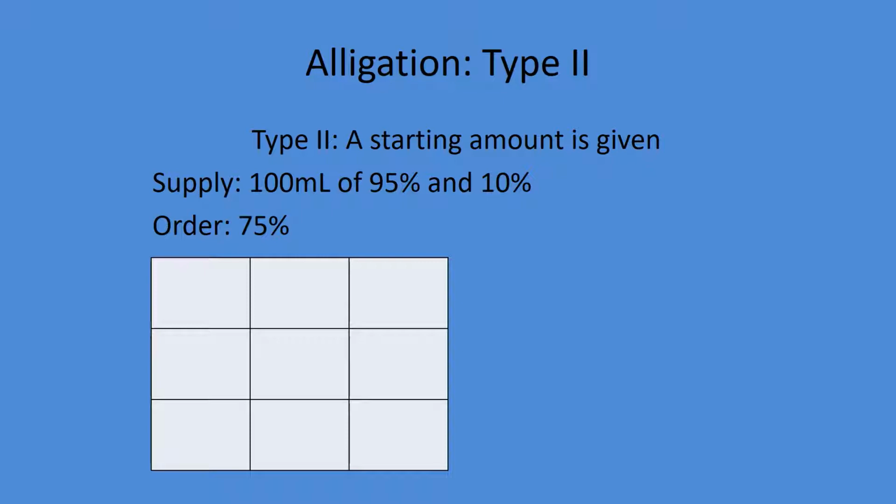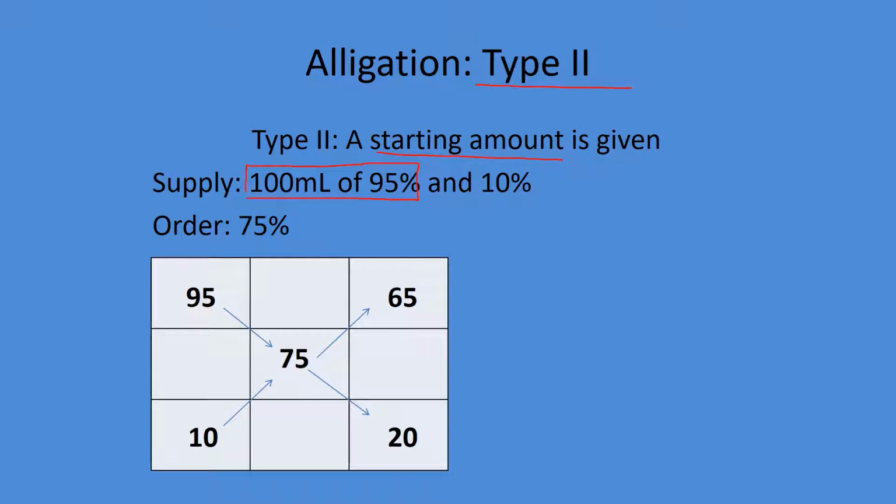All right, let's try another example. So we put the order in the middle, and then we put our supplies to the left. Find the difference. Here we got 20. 10 and 75 is 65. So what was given? So in type 2, you're given a starting amount, and in this case, it's 100 mLs of 95%. So you got to look for the 95.